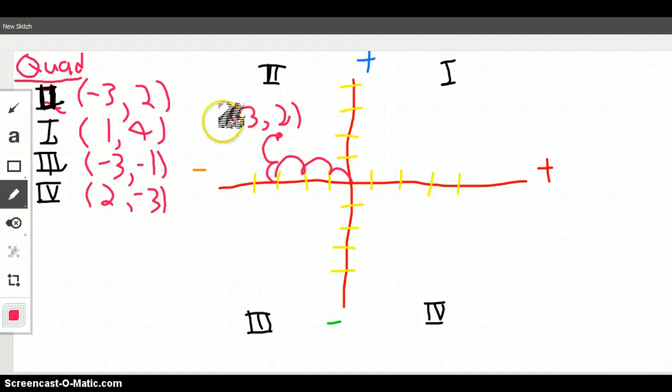which tells us that any x value that's negative and any y value that's positive will always end up in quadrant 2.